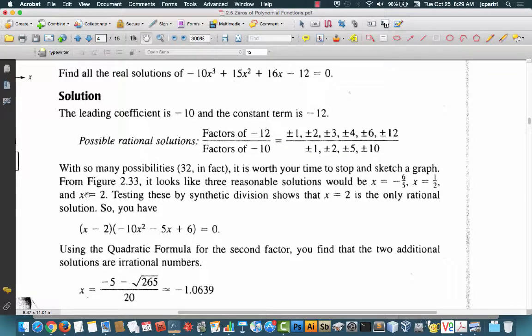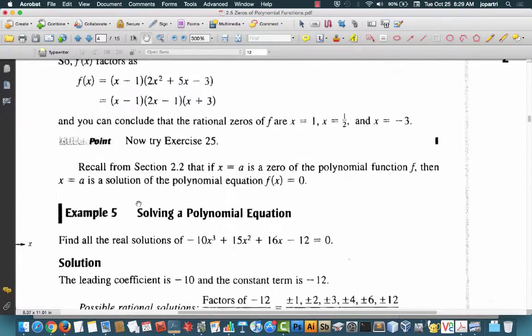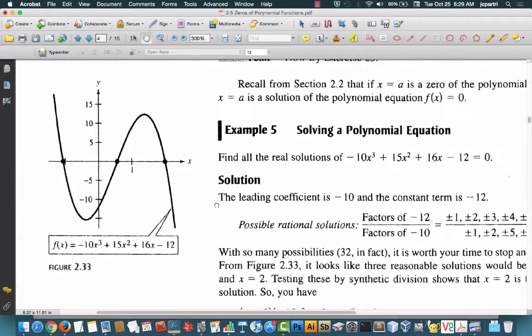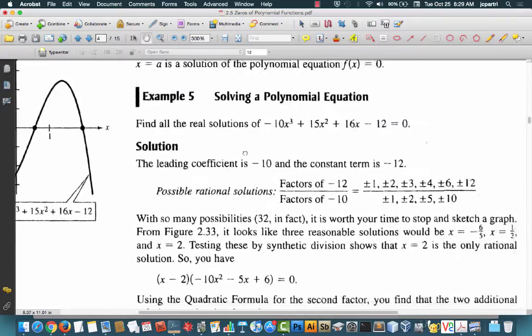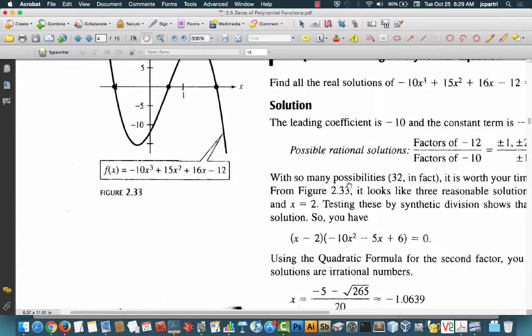All right, now it says from figure 2.33, which I'm assuming they graphed somewhere. There it is. Okay, so they graphed it to get an idea as to where the zeros might be. So okay, it looks like 1/2 might be a possible answer right here. It looks like the reasonable solution would be x equals 1/2. That's the one on the graph that looks the most reasonable. It looks like it's halfway here.